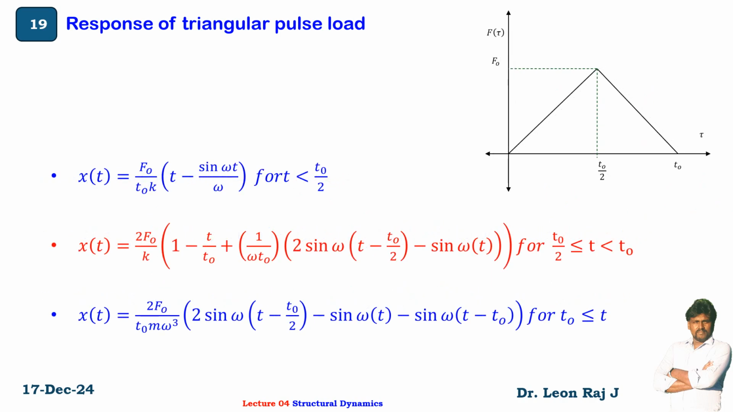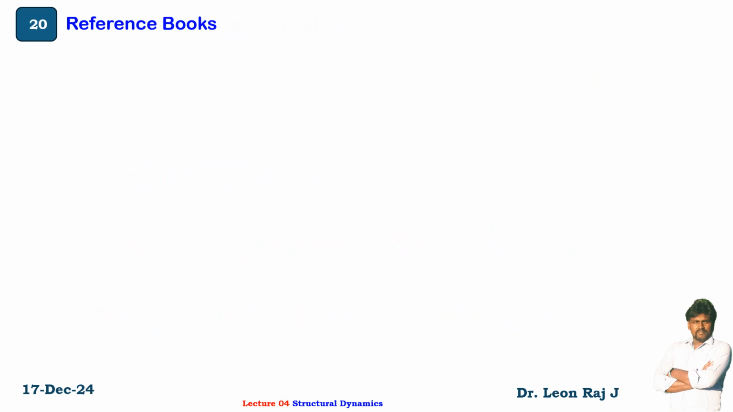So the response is further divided and simplified, and we got the final expression as here. X of t equal to f0 by t0 k into t minus sine omega t divided by omega, and your second response is 2 f0 divided by k into 1 minus t by t0 plus 1 by omega t0 into 2 sine omega t minus t0 by 2 minus sine omega t, and for t0 less than or equal to t, the response is 2 f0 divided by t0 k into 2 sine omega t minus t0 by 2 minus sine omega t minus sine omega t minus t0. This is your response for a triangular pulse load.